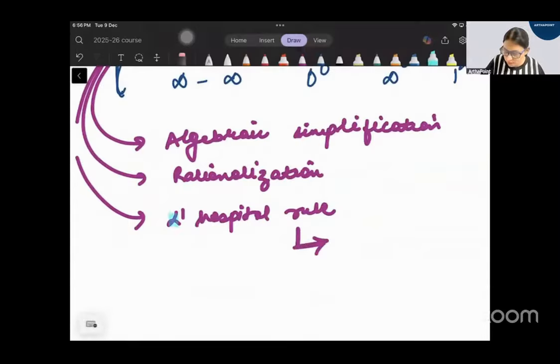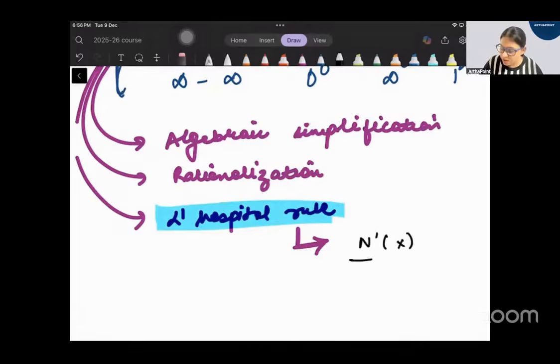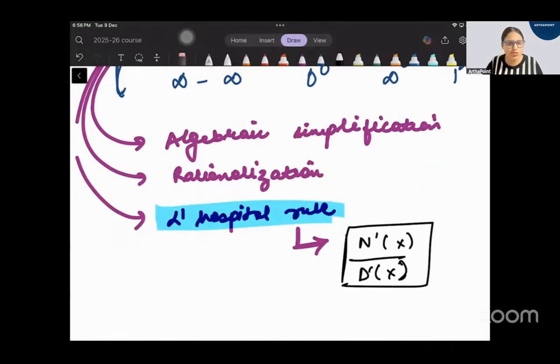we can talk about L'Hopital rule, but only after you study differentiation it makes sense. So in which we differentiate the numerator and denominator separately. I'll talk about this. How it works, we'll talk about that. Okay. So these are the three things which can be done.